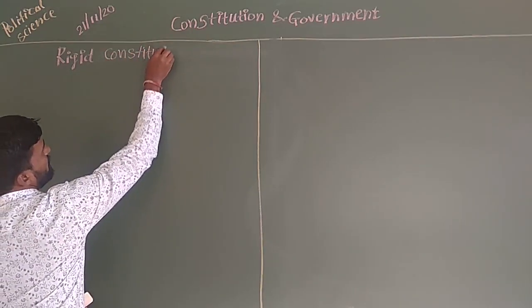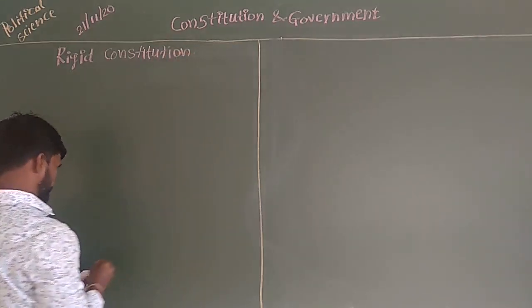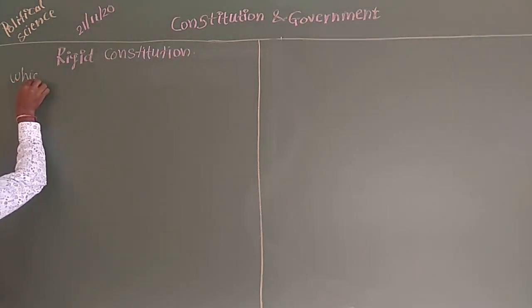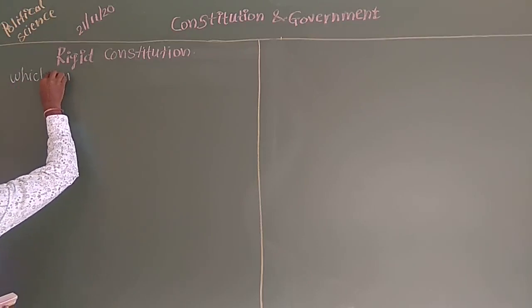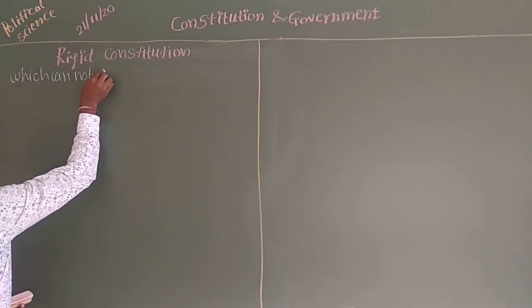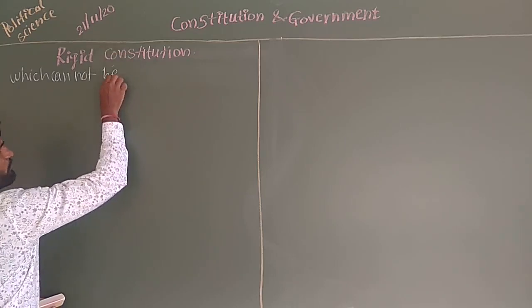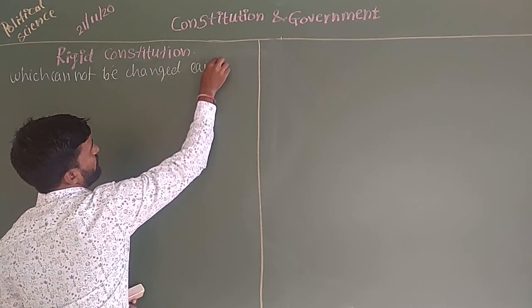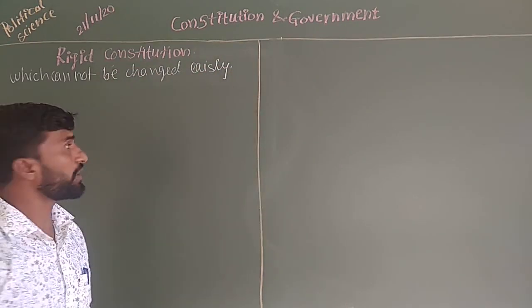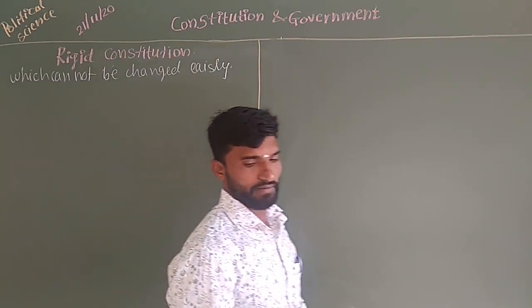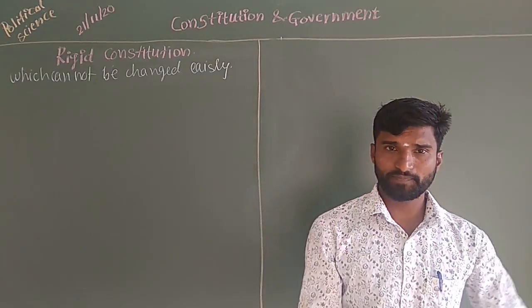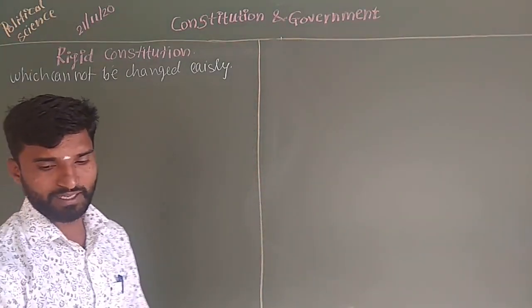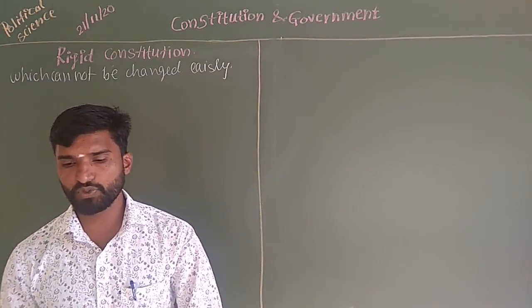Rigid constitution. It is called so because it cannot be changed easily. Changes need a special procedure, and it cannot easily be changed like ordinary laws. So that is called a rigid constitution.